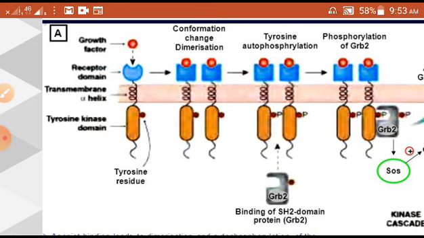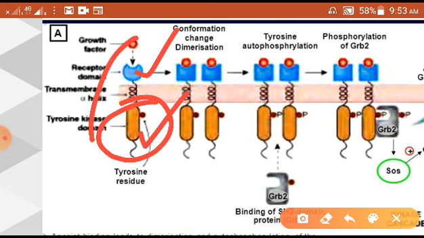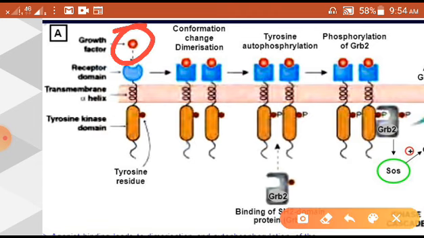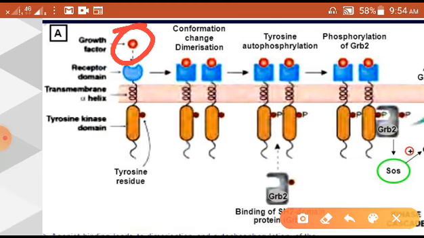The tyrosine kinase domain is the third one, the enzymatic domain. Actually this is a receptor, and this is an enzyme, that's why we call this whole unit a receptor with intrinsic enzyme activity. So it has a tyrosine kinase domain. This is how these receptors look. Usually what happens whenever the growth factor binds, for example here the agonist is shown as a growth factor, though it can be anything. One agonist is binding on the receptor domain.